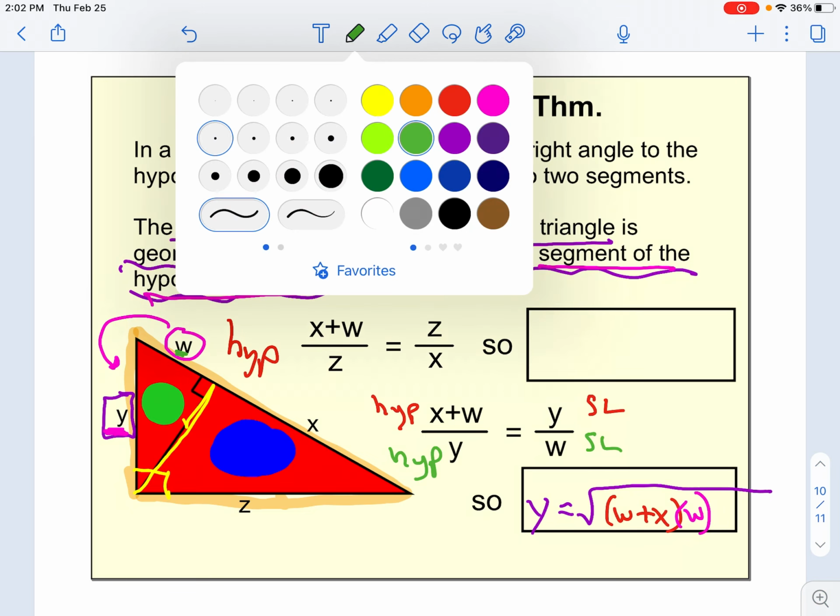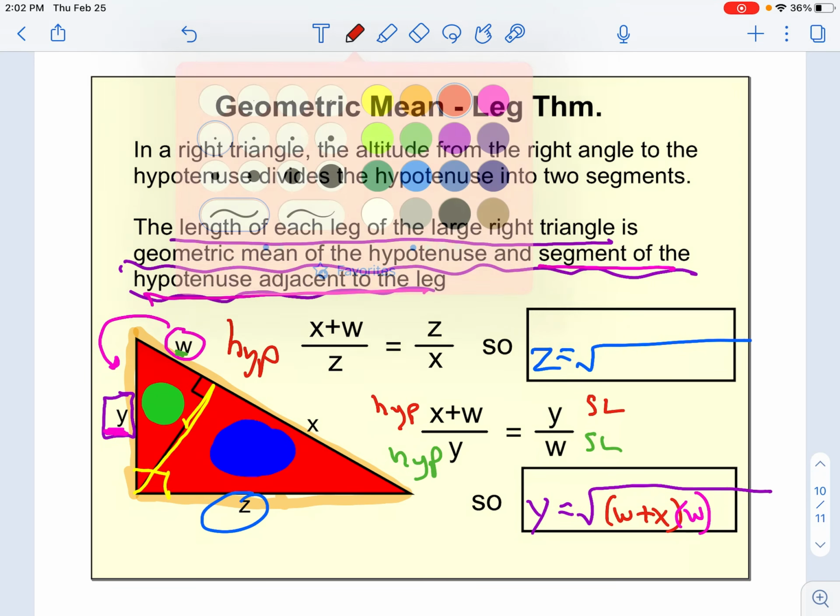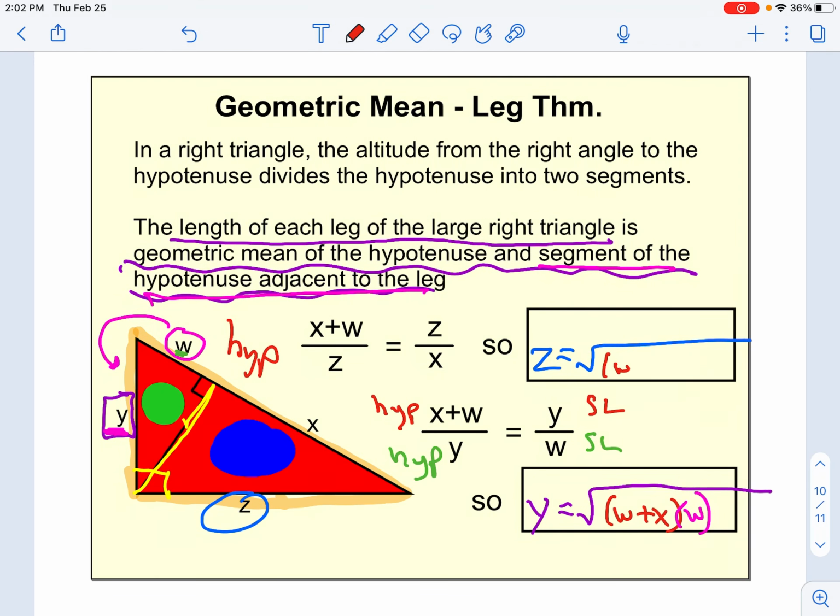So if we look at the other leg, Z, so Z right here is the geometric mean of the whole hypotenuse of that red triangle, which again, W plus X, and the portion of the hypotenuse that is adjacent to the leg, which is X.